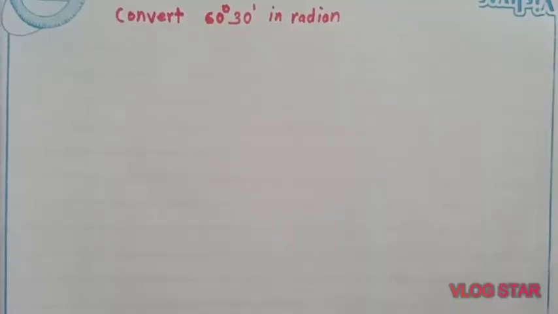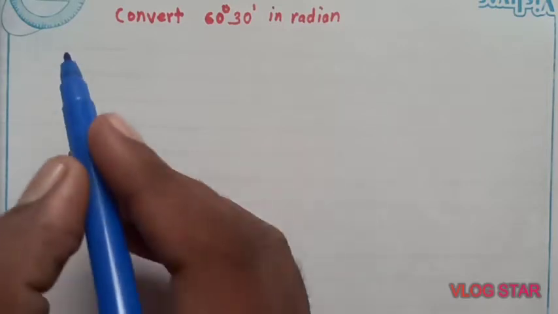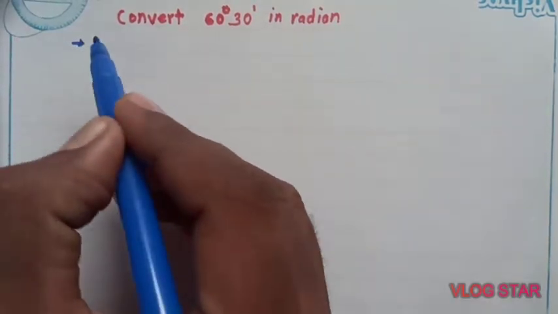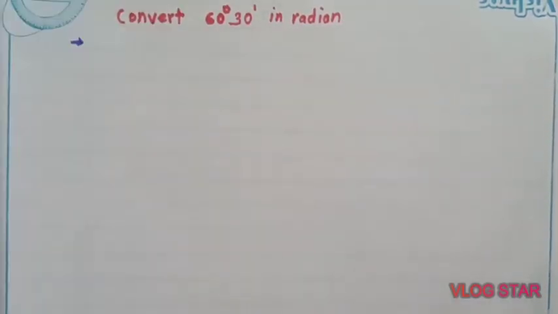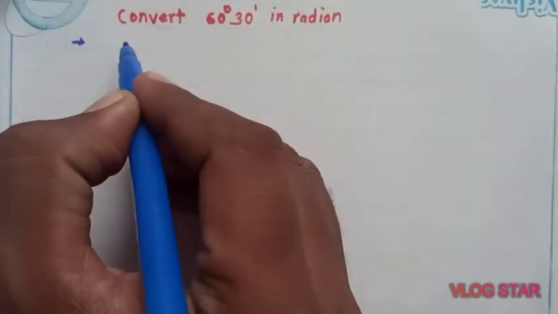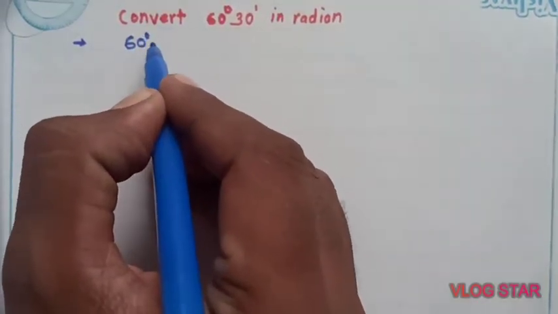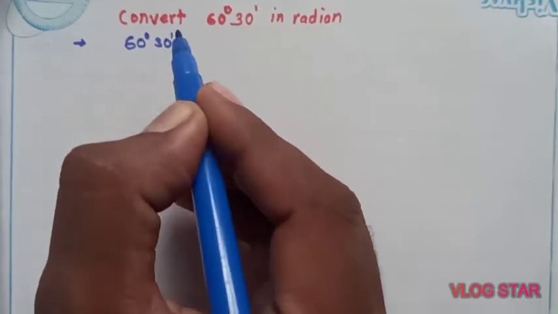Hello students, look at here, convert 60 degree 30 minute in radian. Quickly we will solve this because, as we know, conversion of radian to degree or degree to radian is a simple task. You should know just the conversion factor. First of all, write this angle: 60 degree 30 minute.